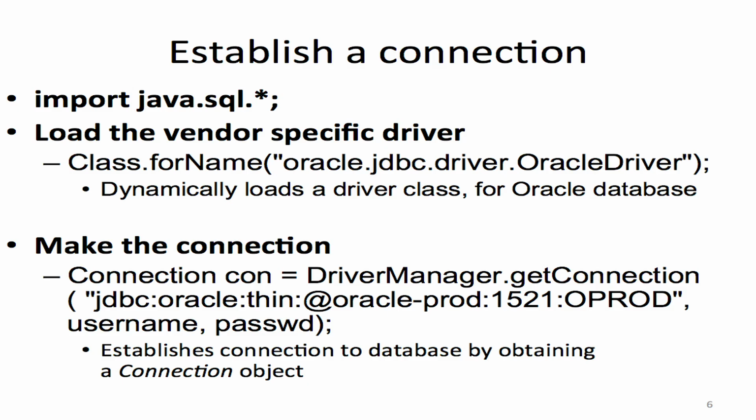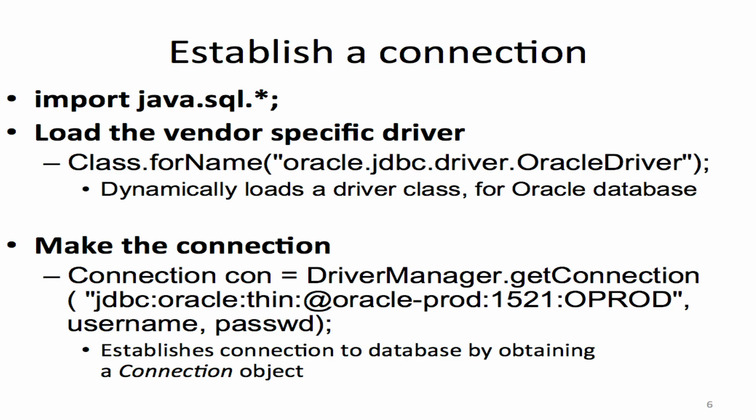Then the second step is making the connection. You can see here in this flow chart, the first one is the DriverManager and the second one is the Connection. For creating a connection we require the Connection class; con is the object of this Connection class. Connection con = DriverManager.getConnection. DriverManager is again a class, and inside this we have the getConnection function. This getConnection function has three arguments.